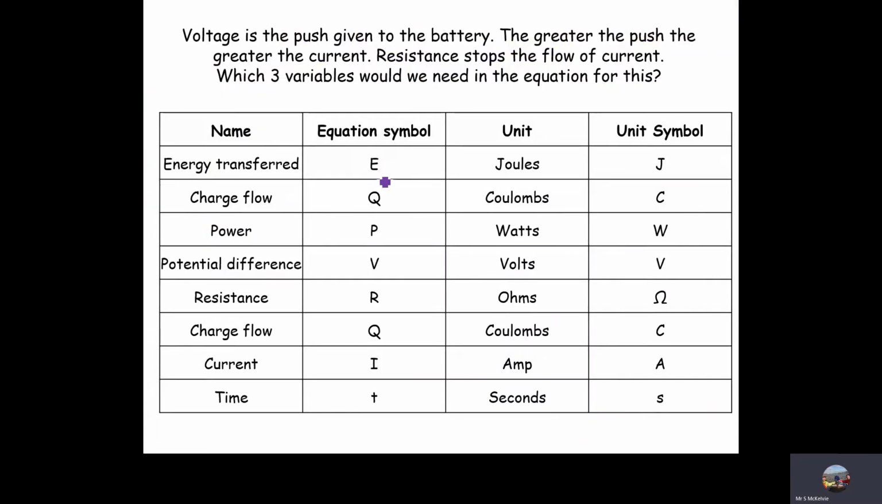Now, we have an equation that we can use to describe this. Voltage is the push given by the battery. The greater the push, the greater the current. Resistance stops the flow of current. Resistance interferes with the flow of current. So this idea of flow of electrons and those electrons colliding with positive ions and therefore losing some of their kinetic energy, they're all linked together with how much push is coming from the battery. So pause this video and try and decide which 3 variables you would need in the equation.